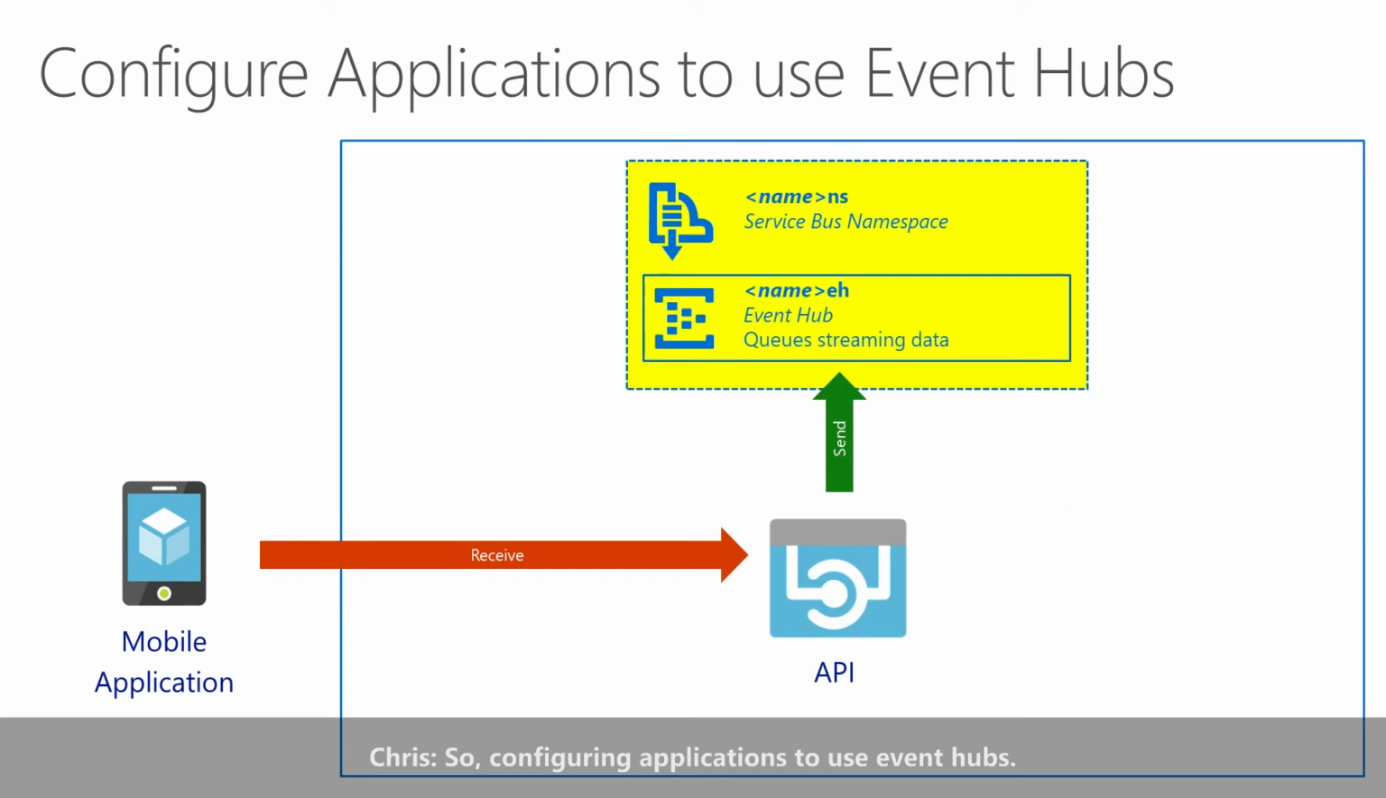So configuring applications to use event hubs, basically you have some kind of application. It could be a web-based application, it could be a mobile application, generating some data. Basically you have an API that captures that, sends it to the event hub namespace. And within the namespace, you've got the event hub itself that is processing that data.